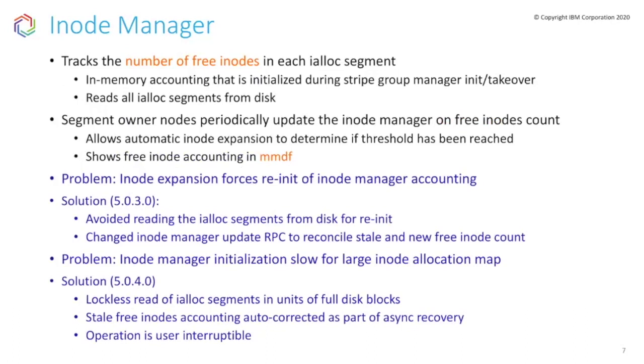So the way it does it is it keeps an accounting of what the free inodes are. It has to start the accounting at some point, and it does that by initializing itself, reading all the segments in the Inode allocation map and counting the bits that are free. It does this during a stripe group manager appointment. So the first time you mount a file system, or if you use mmchmgr to move the stripe group manager, this Inode Manager initialization kicks in.